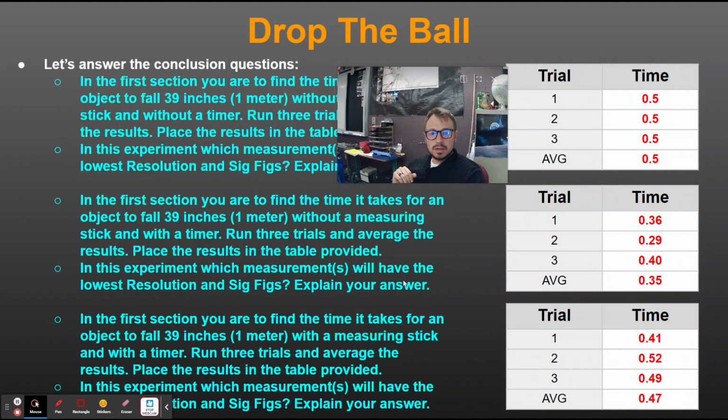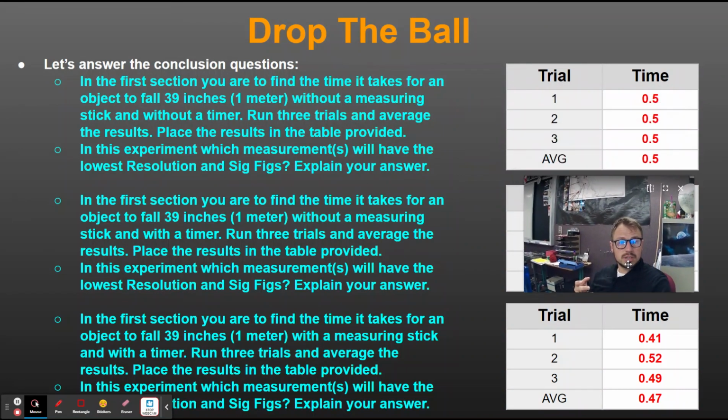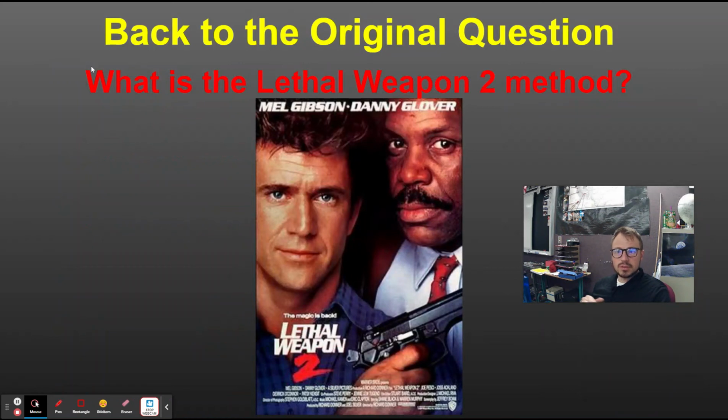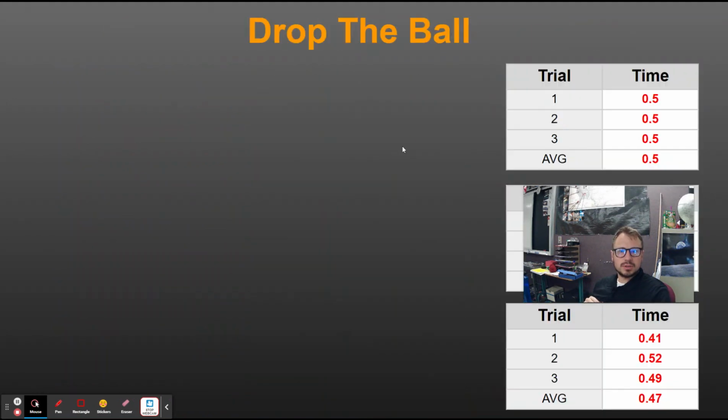Now that last one, you're allowed to use both. So now you're probably getting better resolution here, right? So this is probably a little more accurate as to how long it takes a ball to fall 1 meter. Now, this is a question: what is that Lethal Weapon 2 method?